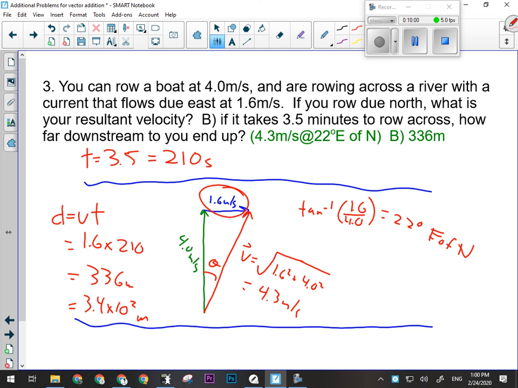All right, everybody okay with the boat question? I guarantee you'll see a boat question on your exam, as well as a question like number 1, most likely as well.